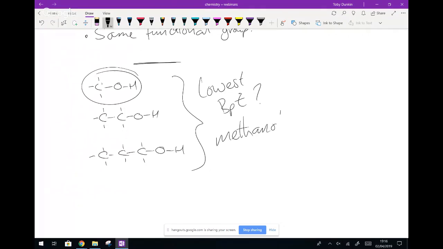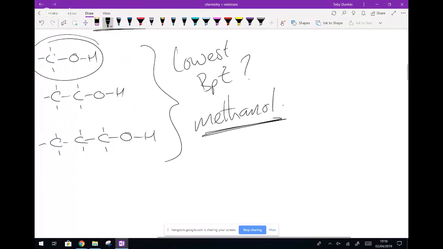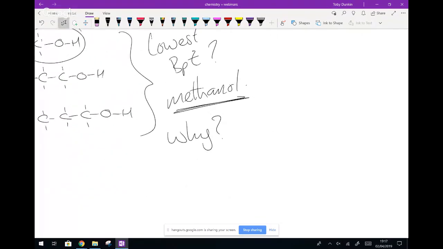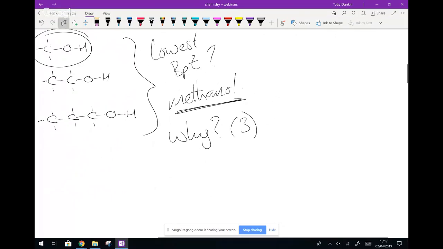And the reason being, guys, impress me, year 11s. Why? Go on. Okay, Lucas, you've gained one mark. One mark from a three-mark question. Why has that got the lowest? Because it has fewer carbons. One mark, Amira, you'll gain that.